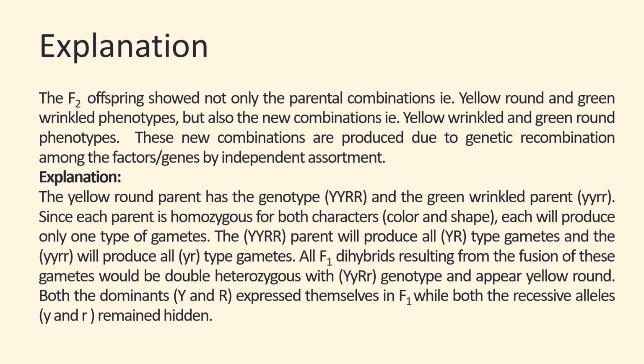The yellow round parent has genotype Y Y R R, and the green wrinkled parent y y r r. Since each parent is homozygous for both characters, color and shape, each will produce only one type of gametes. The Y R parent will produce all Y R type gametes, and the y r parent will produce all y r type gametes.